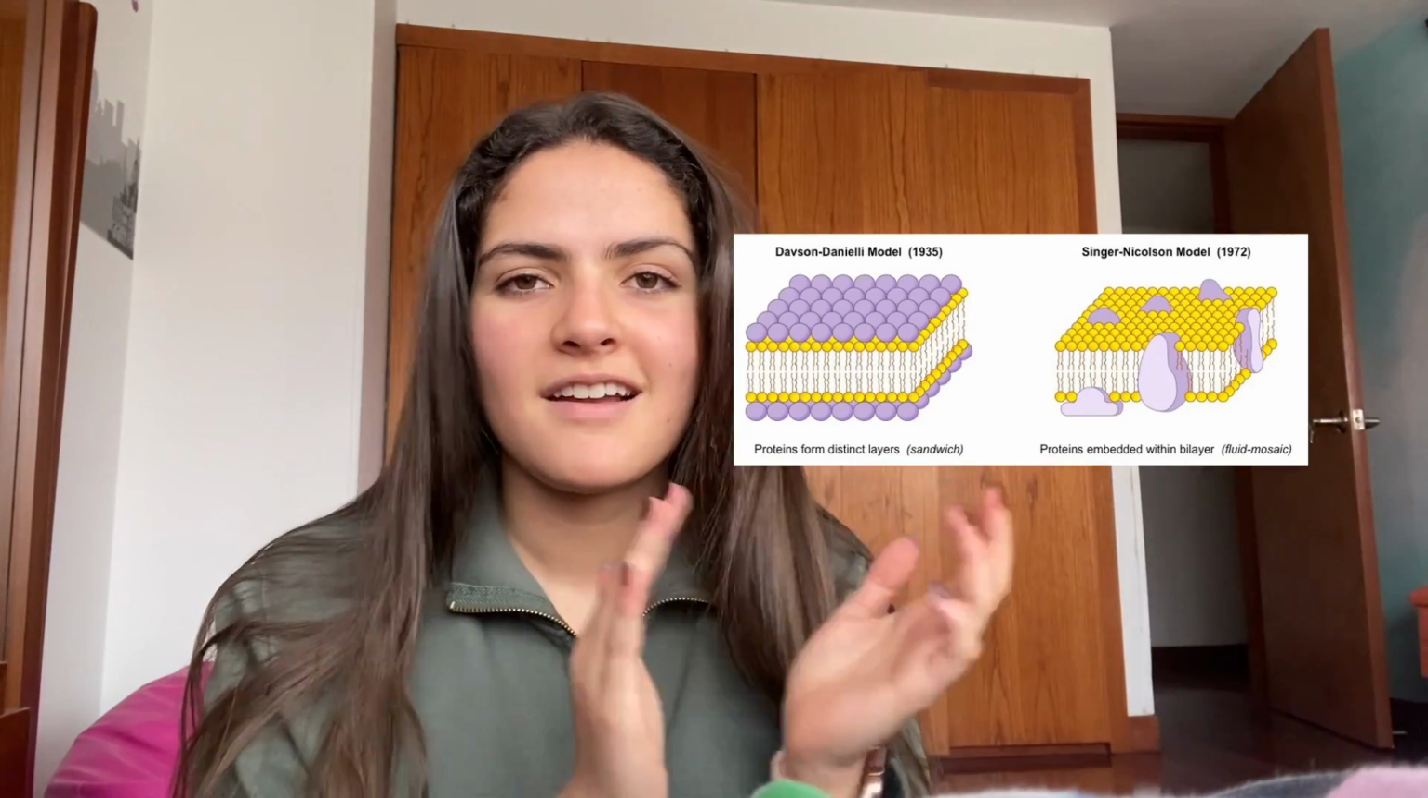Hello, today I will talk about the models of the cell membrane. How first, Davison and Danielli proposed a model in 1935 and how it was later proven wrong, well, kind of, by Singer and Nicolson in 1972. So let's start. Look at this.